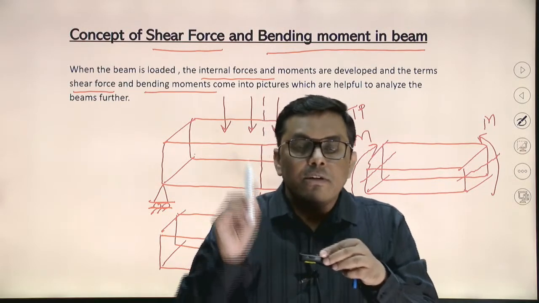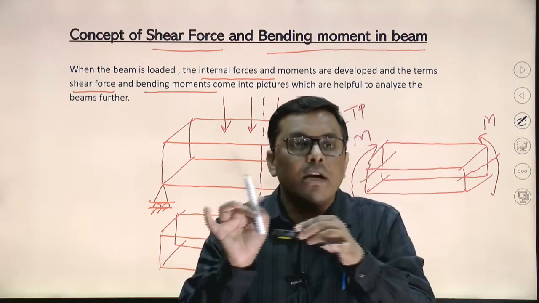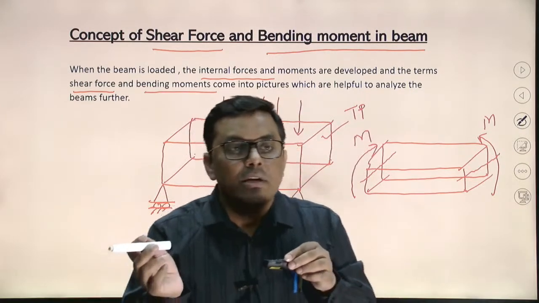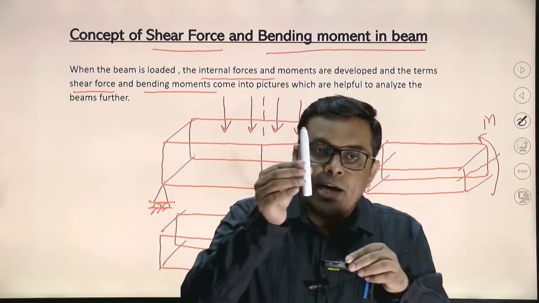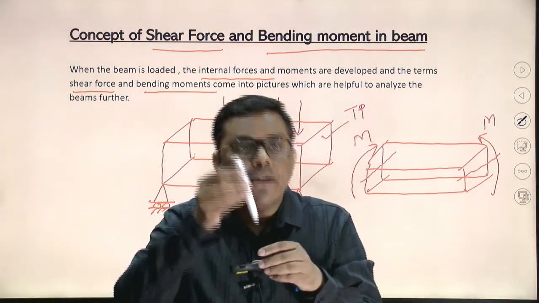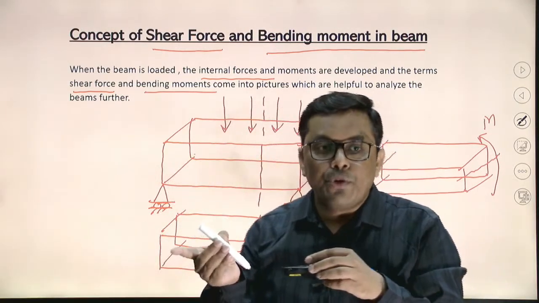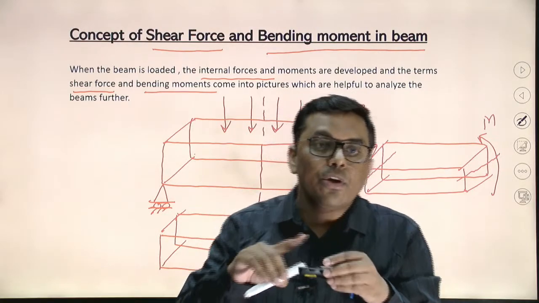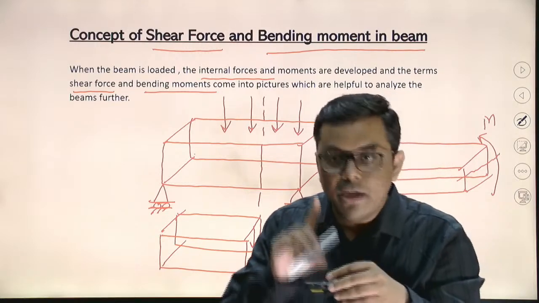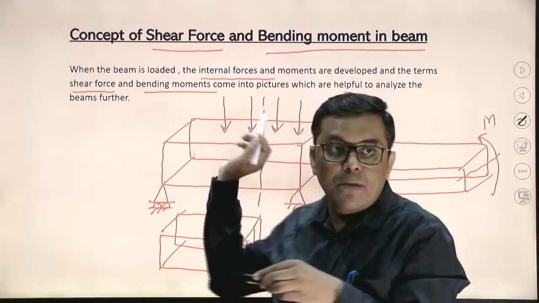How will we find it? Just take a section and take the algebraic sum of all the vertical forces on the left side or on the right side. If on the left side it is coming upward, then it is positive. On the right side, if it is coming downward, then also it is positive, because both are producing the same result. And vice versa is also true. If on the left side it is downward, on the right side if it is upward, then it will be treated as negative shear force.